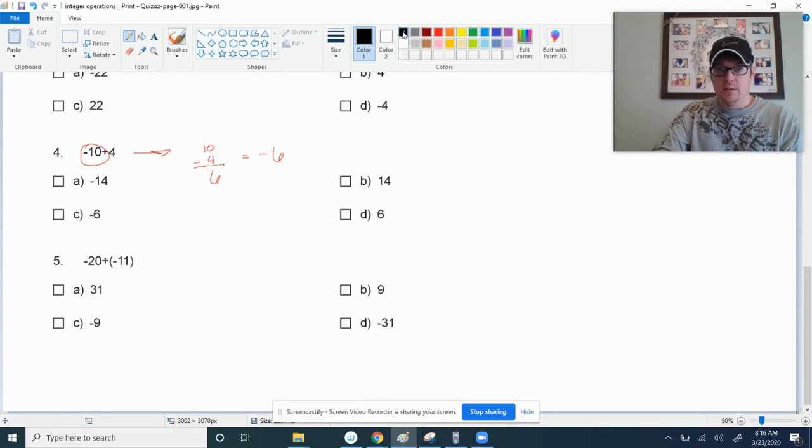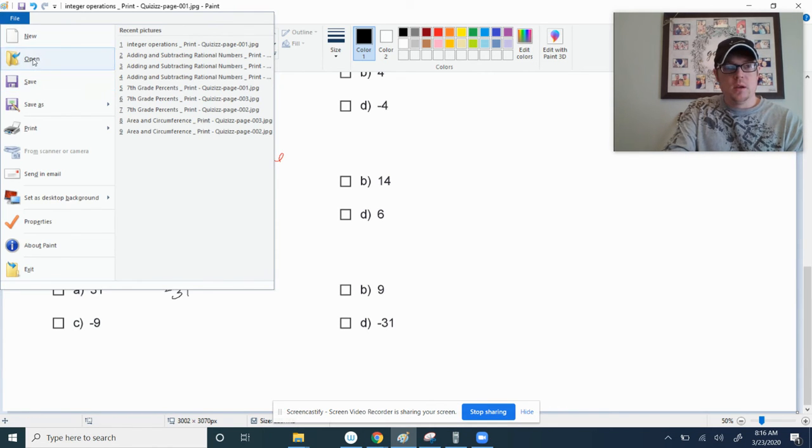And then lastly, on this first page, there's already a plus. The signs are the same. So we're going to add their absolute values and get 31. And who wins the sign here? Well, they're both on the same team, so it's obviously going to be negative. So this would be -31. All right, so that wraps up the first 5 problems.